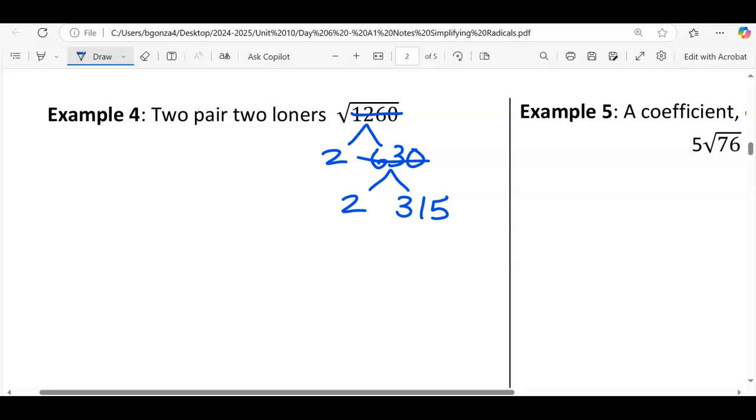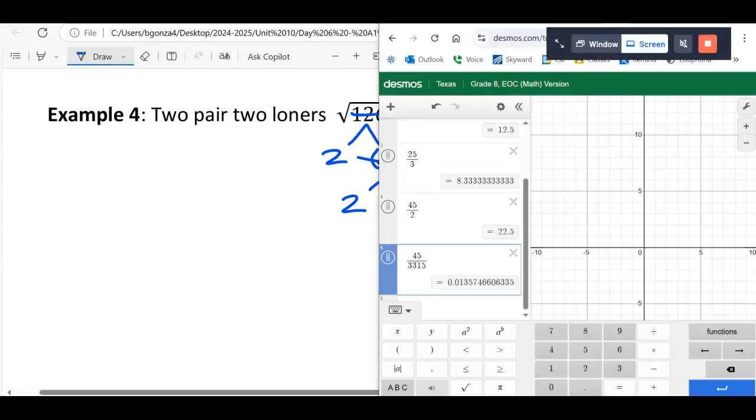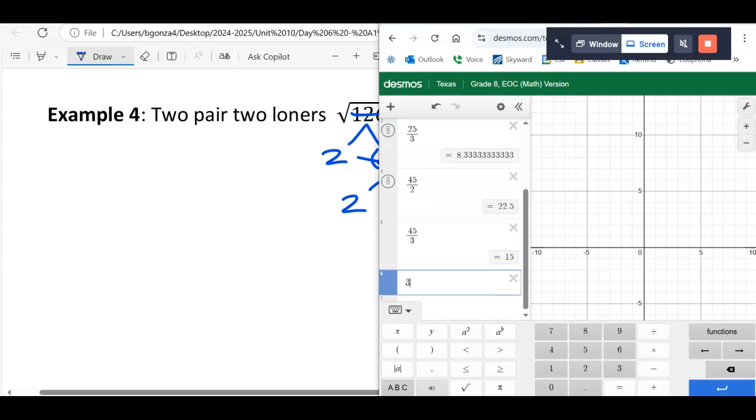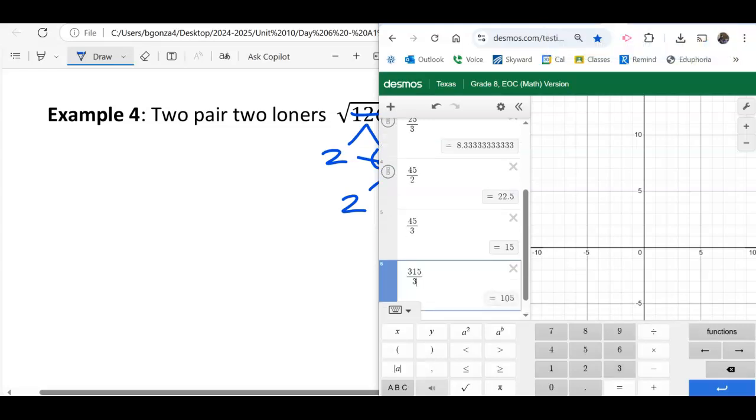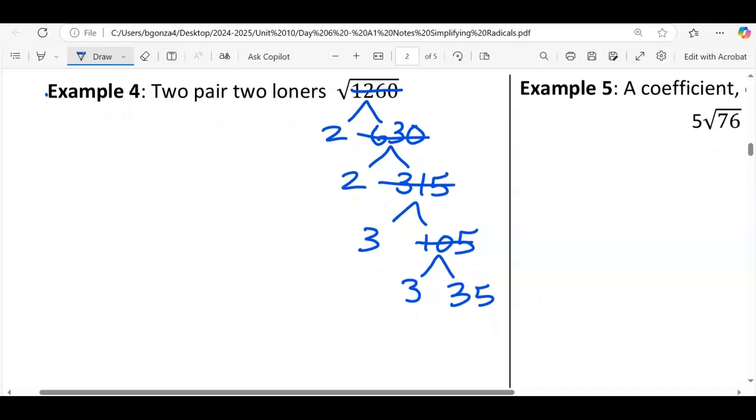315 is not even, so let's try 3. Does 3 go into 315? If you're not sure, just give it a try. And 105, it does. So 3 times 105, scratch it out. 105, does that divide by 3? Now that one may not be obvious, but it does, okay? It's 35. 35 does not divide by 3. If you try, you will see.